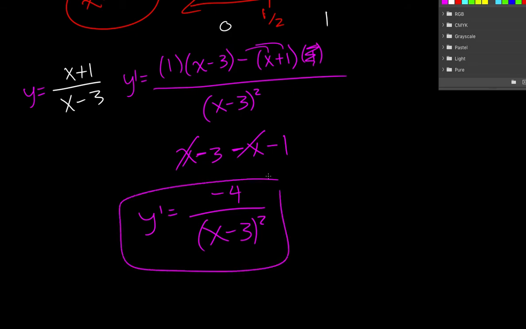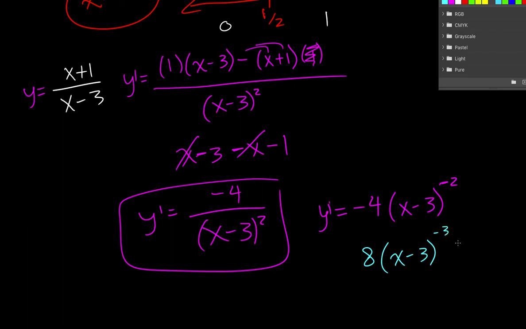Now, we need to find the second derivative. So I'm going to rewrite my y prime as negative 4 times x minus 3 to the negative 2. Now when we take this derivative, we bring this down, we end up with an 8. Rewrite the inside, drop this by 1, and then we need to multiply by the derivative of the inside, which is just 1. So we can actually just look at it like that. That's our second derivative.